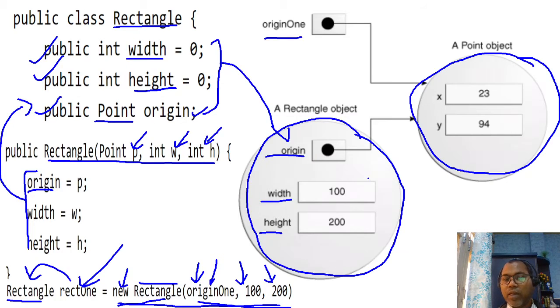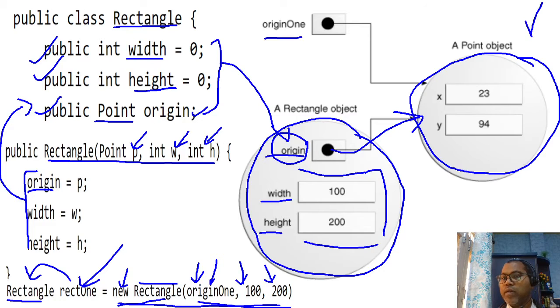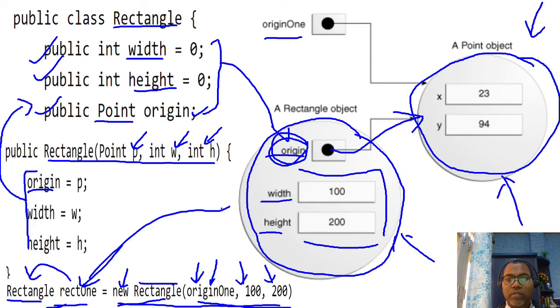So primitive data members hold their value inside your object itself. But this is another object, so this is a reference variable that refers to another object. So first your point object is created, and the reference of that point variable is stored in this origin. In this way, this is going to be stored in the heap, and this variable rect1 is going to refer to this reference variable. So in this way, multiple objects can be constructed while creating one object.